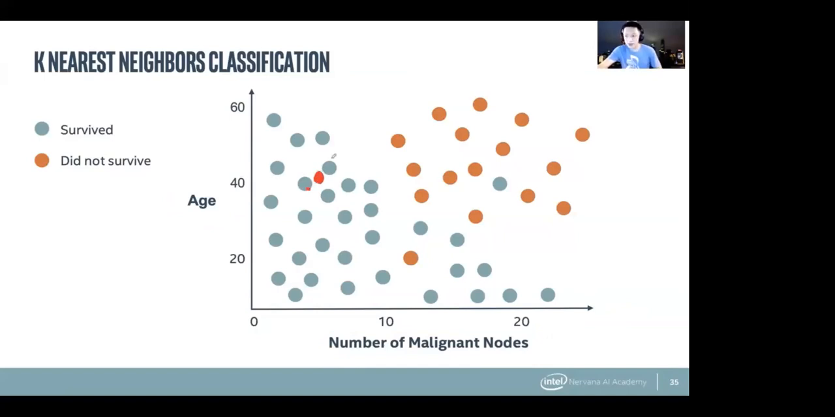Well, an easy way to figure out whether they're going to die or not is to look at the people that are close to them, right? If somebody was age 40 and had 5 malignant nodes, it would be a good estimate of their outcome to look at their near neighbors. If somebody was age 41 and had 6 cancerous nodes, they're pretty similar to our person. So maybe we can think about their outcome when deciding the new person's outcome.